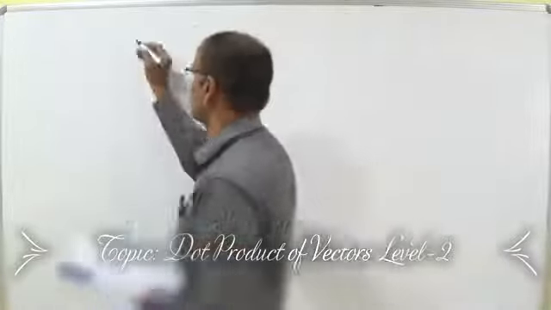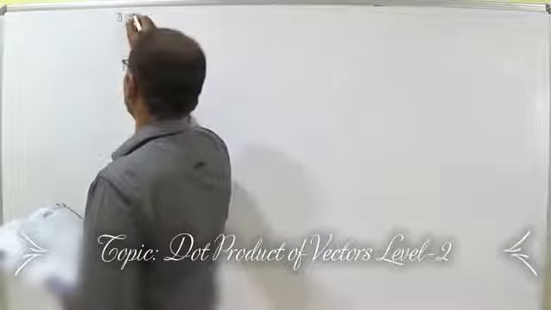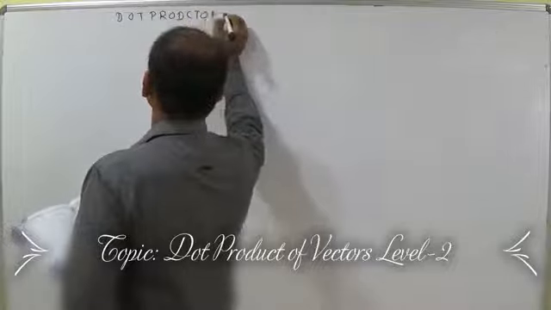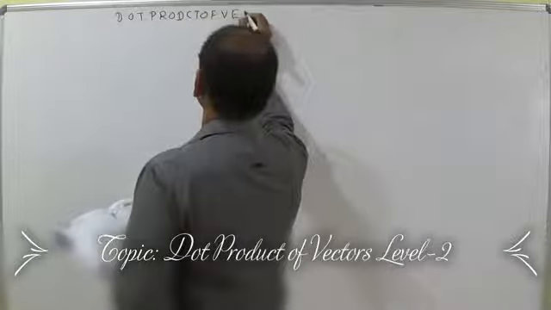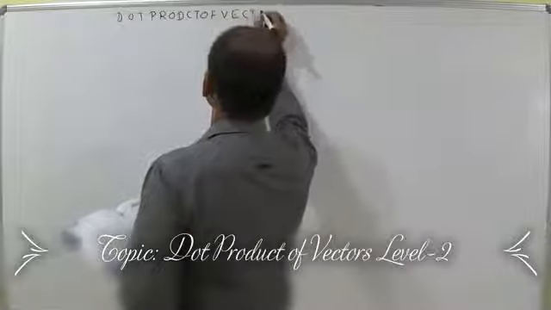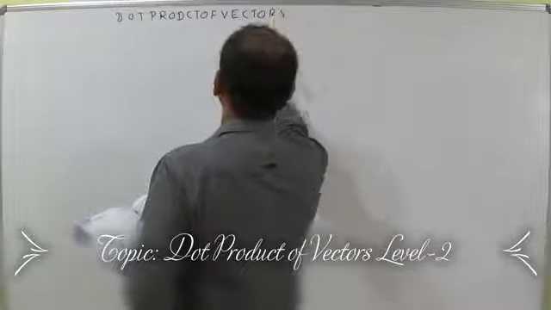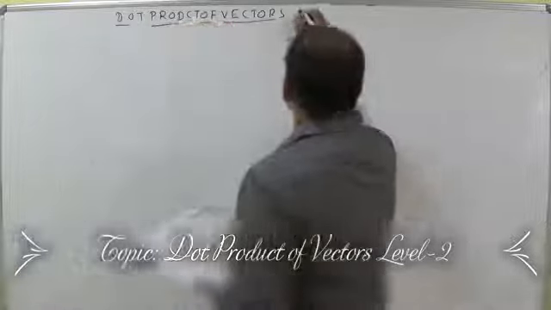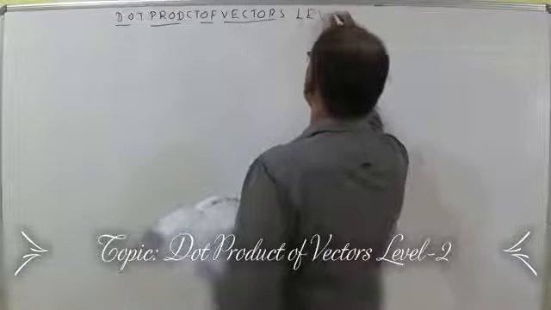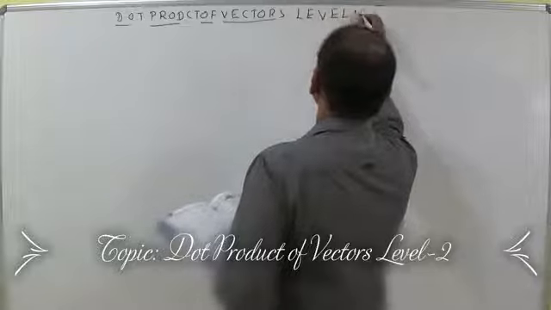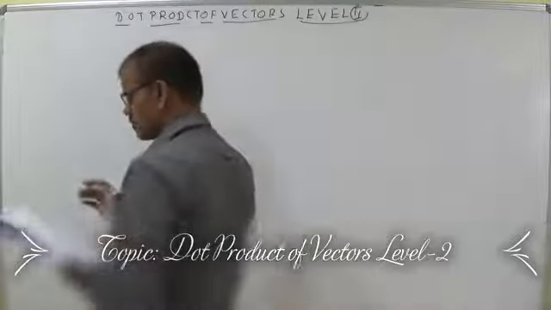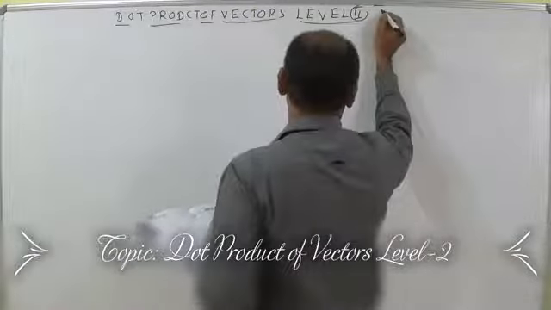Now let us see level 2, dot product of vectors. We have discussed the concept and formula for the dot product of vectors 4 days back. Now let us discuss the sums in level 2 classwork.